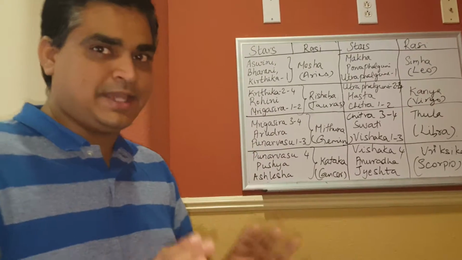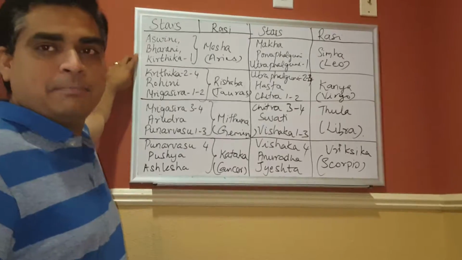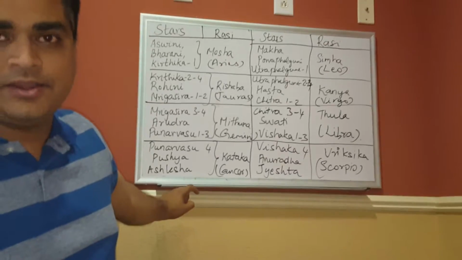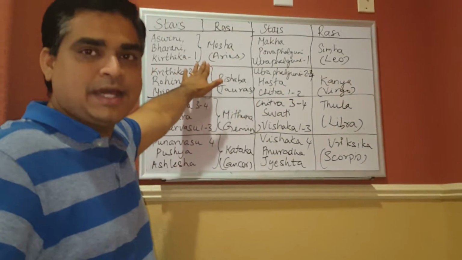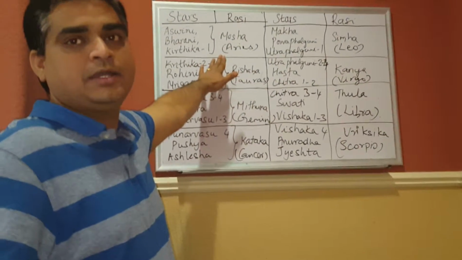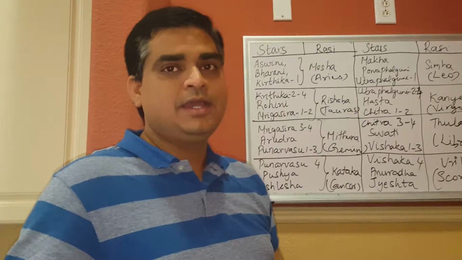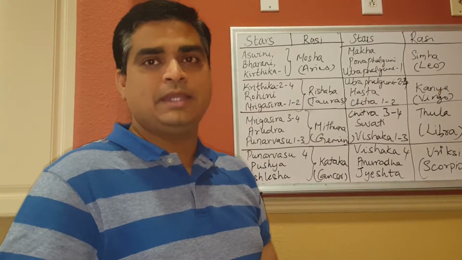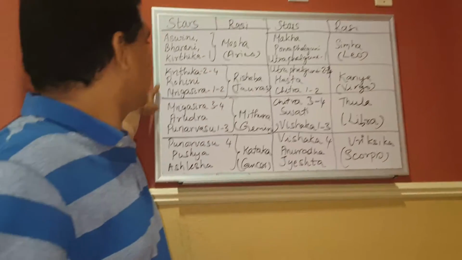With that knowledge, let's jump back to the whiteboard. Ashwini, Bharani and the first quarter of Kritika. Got it? First quarter of Kritika. All of this falls under the Rashi named Mesha. The English equivalent for Mesha is Aries, and you all know that Aries or Mesha is owned by Mars. Okay? Let's hop on to the second one.